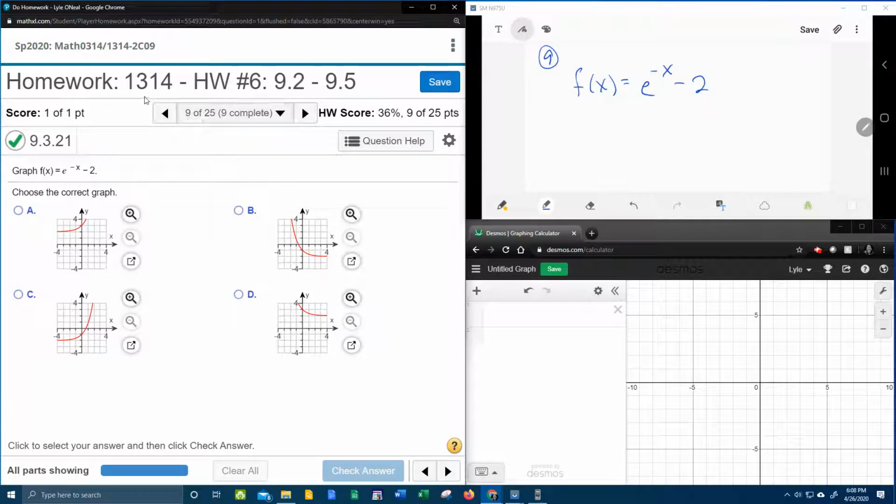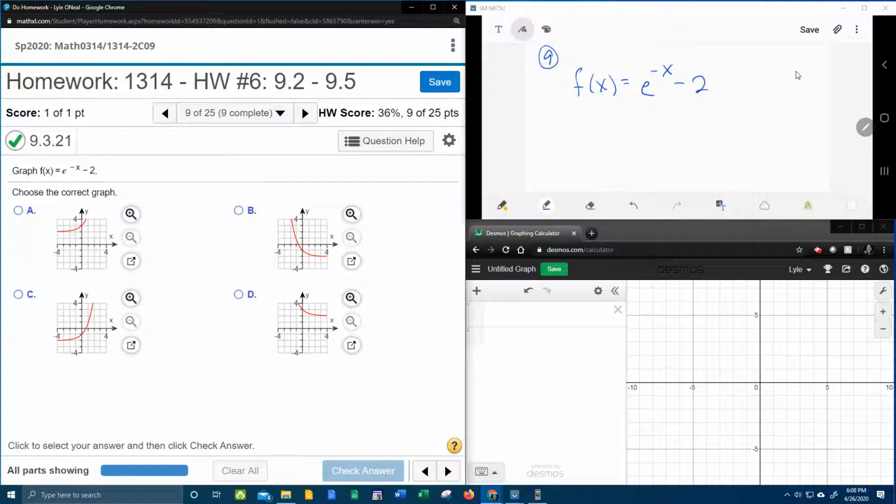Question number 9 of our college algebra homework number 6 in MyLab Math wants us to graph an exponential function with a base of e, and we know that this is exponential because we have a variable in the exponent position. All we have to do is pick the correct graph. I'm going to show you how to generate the graph manually, verify with Desmos, and then I may have a special treat where I show you some cool features with the scientific calculator that I prefer. All right, so let's get started.